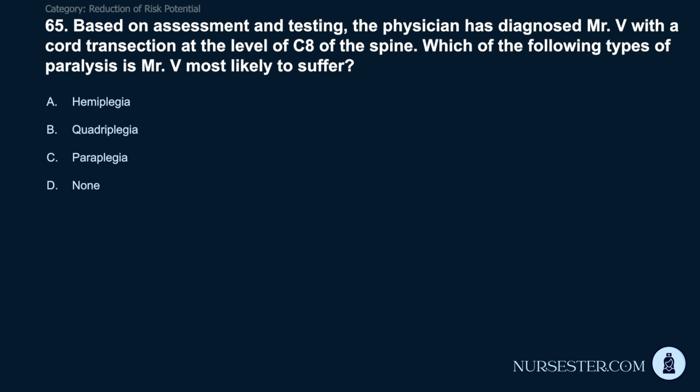65. Based on assessment and testing, the physician has diagnosed Mr. V with a cord transection at the level of C8 of the spine. Which of the following types of paralysis is Mr. V most likely to suffer? A. Hemiplegia. B. Quadriplegia. C. Paraplegia. D. None.